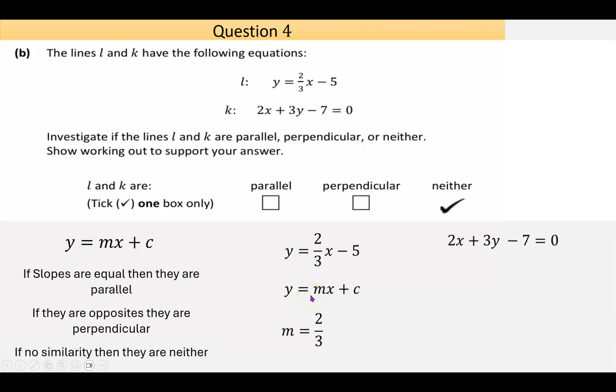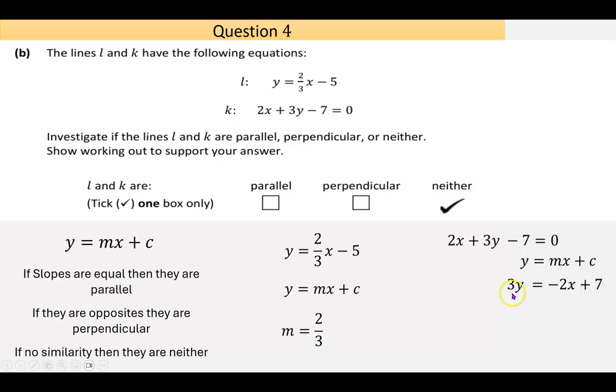If I continue on to K, it's a little bit trickier. I have to rearrange it to this format. 1y equals everything else. So I'm going to move the x across, okay, and the 7. Okay, so I end up with 3y is equal to -2x. 2x was added or positive on the left. It'll become the opposite on the right. Okay, the 7 was subtracted on the left. It'll be added on the right.